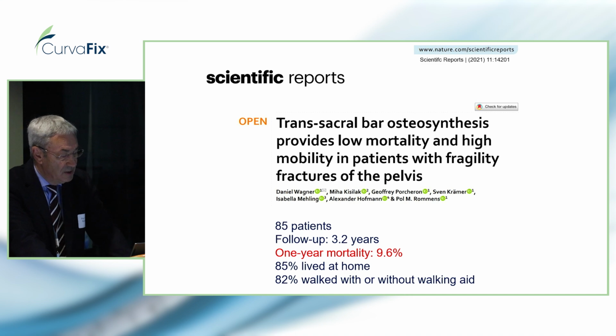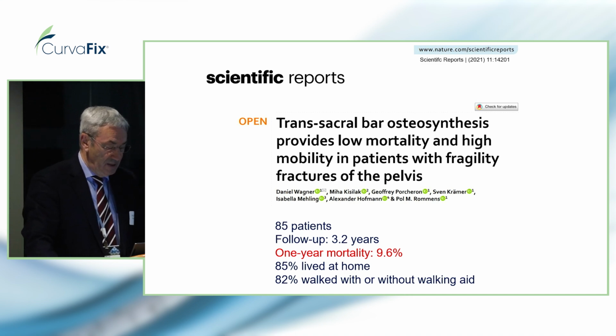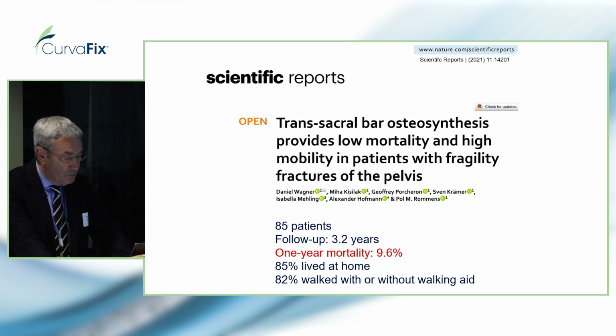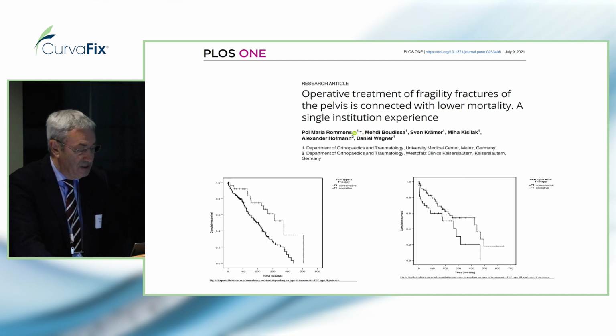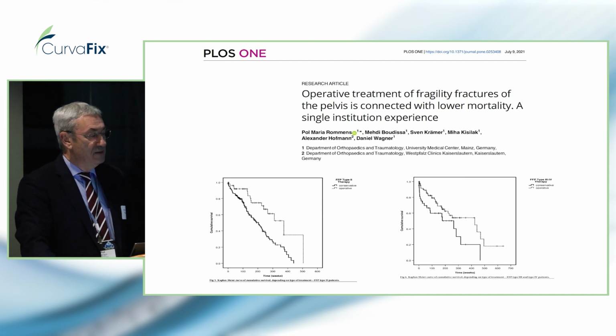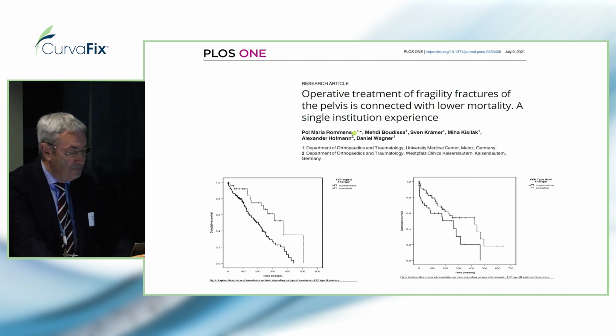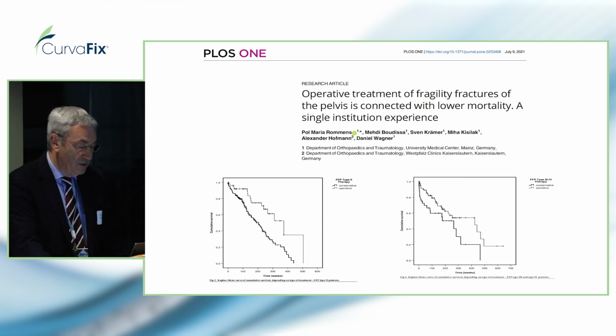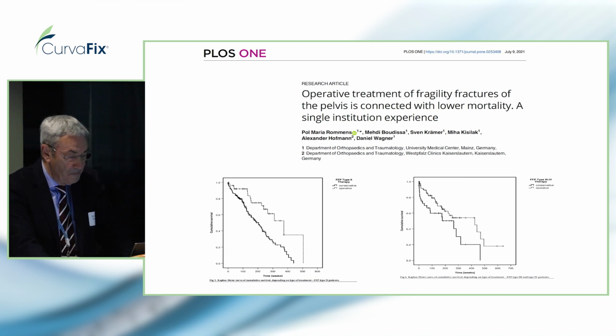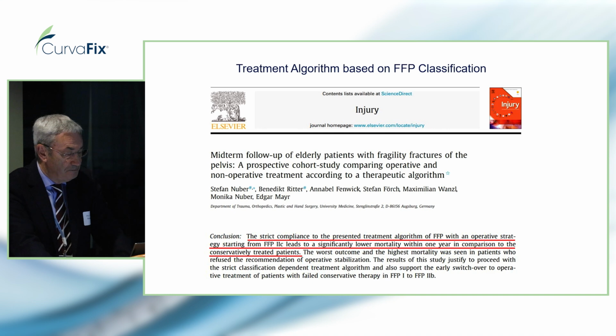85% of these patients lived at home after 3 years, and 82% walked with or without a walking aid. And looking back at 500 patients during 10 years of treatment in our hospital, we could find a significantly lower mortality after operative treatment in the FFP2, the non-displaced lesions, and also in the displaced FFP3 and 4 lesions. You see the Kaplan-Meier curves here on the left for FFP2 and FFP3 and 4 on the right.